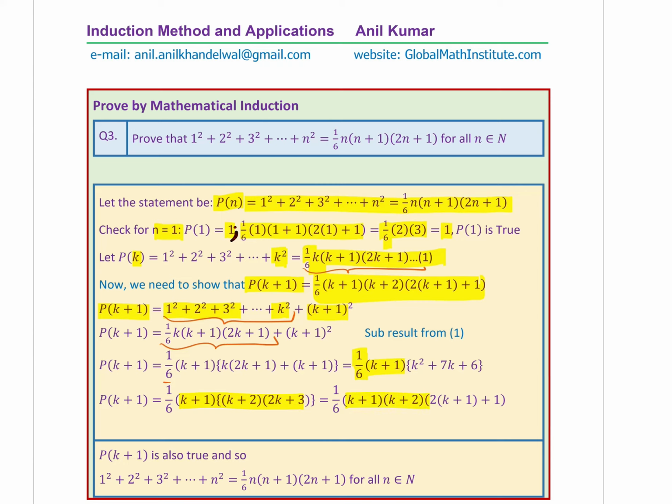Do you see that? So we split the last term again to show k plus 1 plus 1. Do you see that? And then we match with what is required to be matched. And we once again prove that P of k plus 1 is also true, and therefore the statement given to us is true for the set of natural numbers. Perfect. So we are already halfway through.